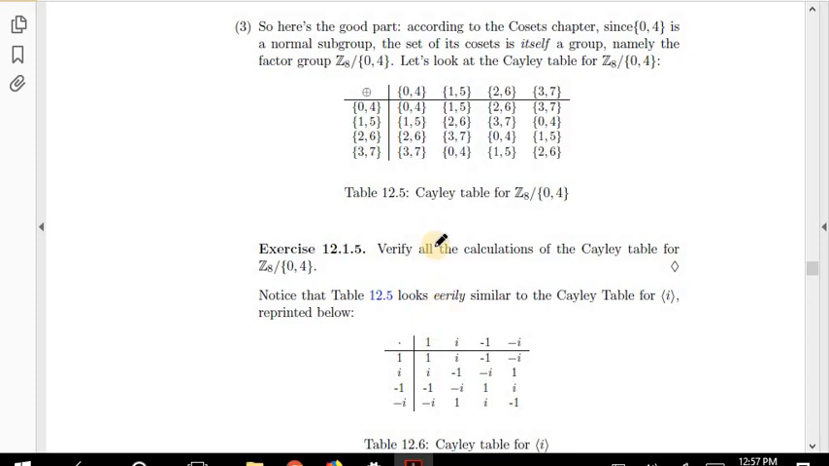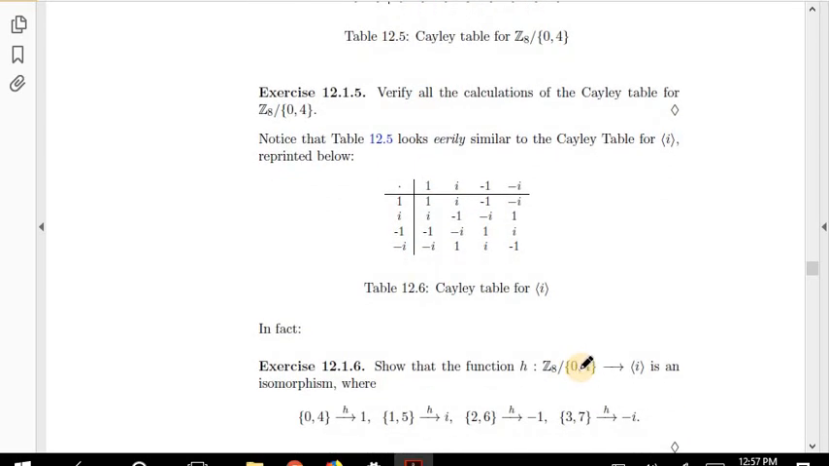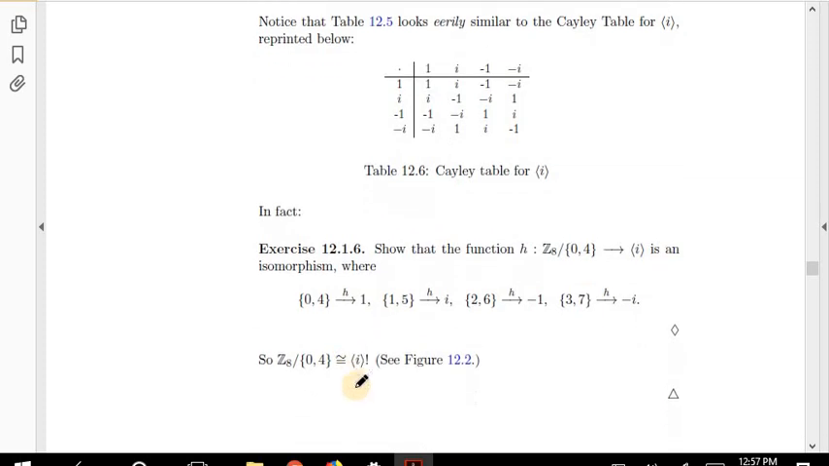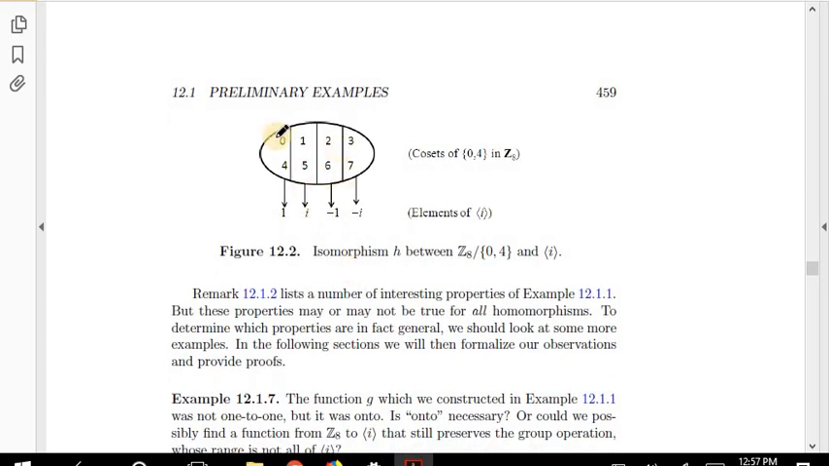So you get {0, 4} goes to 1, {1, 5} goes to i, {2, 6} goes to minus 1, {3, 7} goes to minus i. If you make those replacements, this Cayley table agrees with the Cayley table here. So we actually have an isomorphism between Z8 mod {0, 4} and the fourth roots of unity. Okay. So somehow from our homomorphism we're getting an isomorphism. So here's another representation that these cosets go in a one-to-one onto fashion onto the elements of the cyclic group generated by i. Okay. Now we've seen some properties of this particular homomorphism which may or may not be true for all homomorphisms.